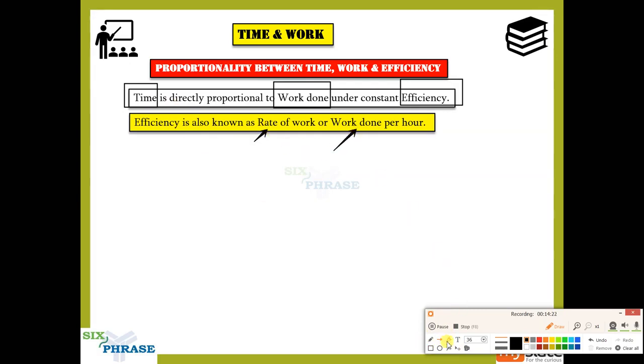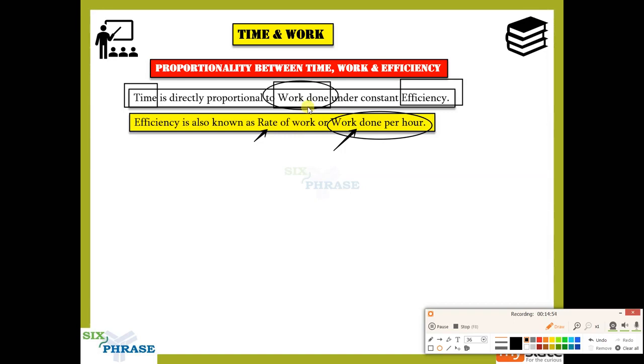Now pay close attention to this. People often confuse this and this. Work done is not the same as work done per hour. Work done per hour is like the speed at which something is getting done, or the speed at which the work is getting done. That is why we call it rate of work. But work done is not the speed, it is the amount of work which is being done.